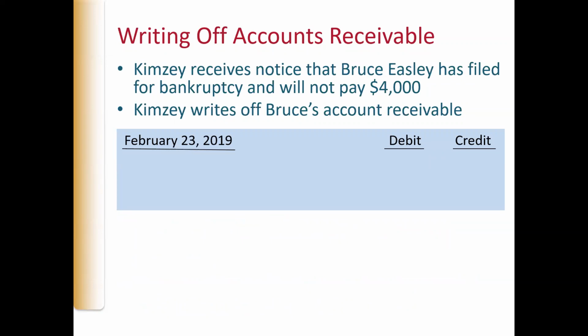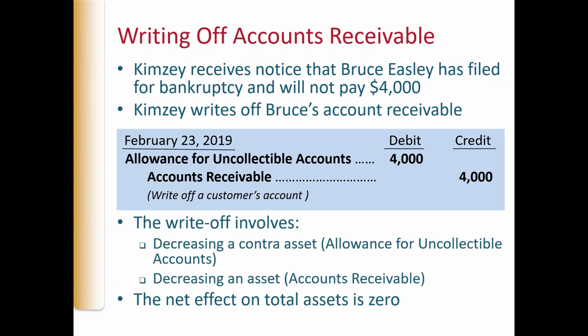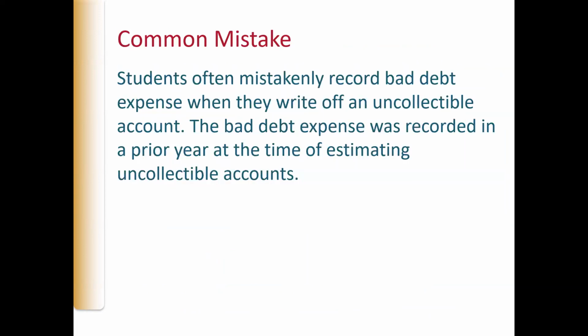Kimsey receives notice that Bruce Ely's filed bankruptcy and we're not going to get the $4,000 he owes us. So we debit our allowance for uncollectibles of $4,000 and we credit his particular account receivable for $4,000. It decreases the contra account, allowance for uncollectibles. It decreases the asset, but ultimately it won't have any effect on total assets because we showed our accounts receivable minus our contra account allowance. And so it's not going to ultimately affect our net balance.